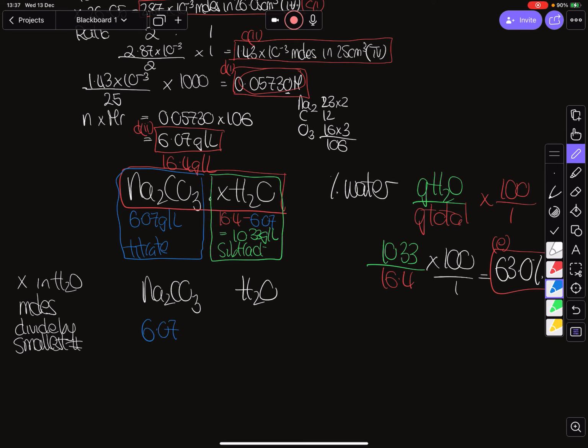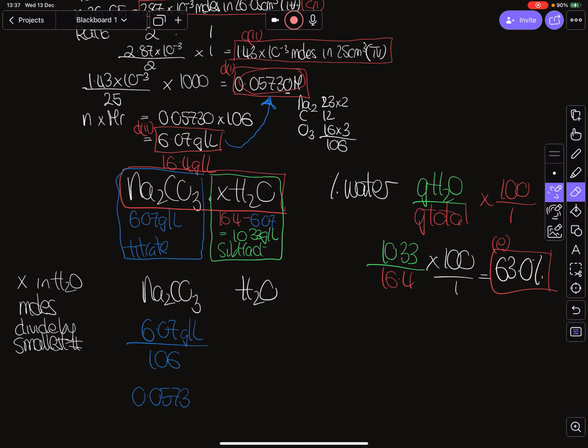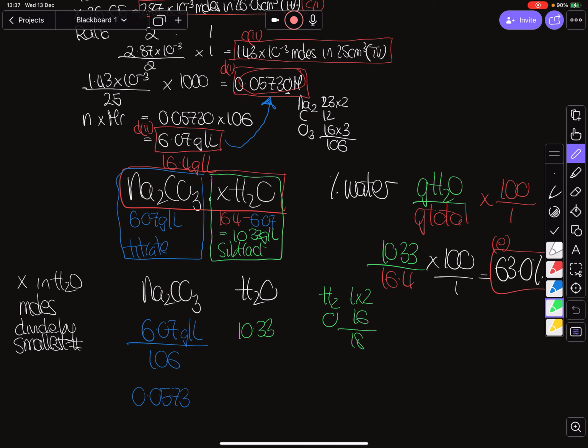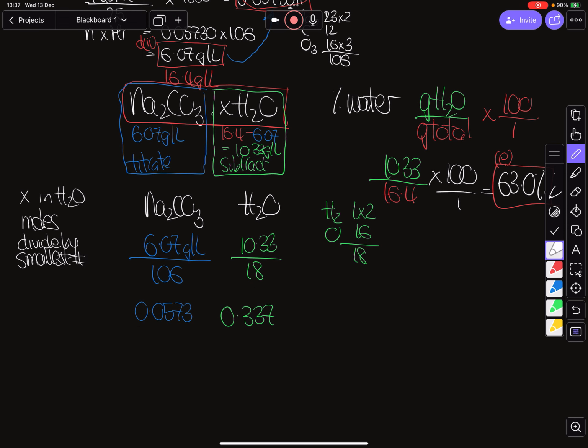So what's the information we have? We have 6.07 grams in a litre. We're going to divide that by its molar mass to find the moles. And when we do, we're going to get 0.573 in terms of our moles. And if you look here, we've essentially just gone backwards in this calculation. In terms of then our water, we are going to be going 10.33. Show our calculation for water. So it's going to be divided by 18, and when I do that, I'm going to get 0.337.